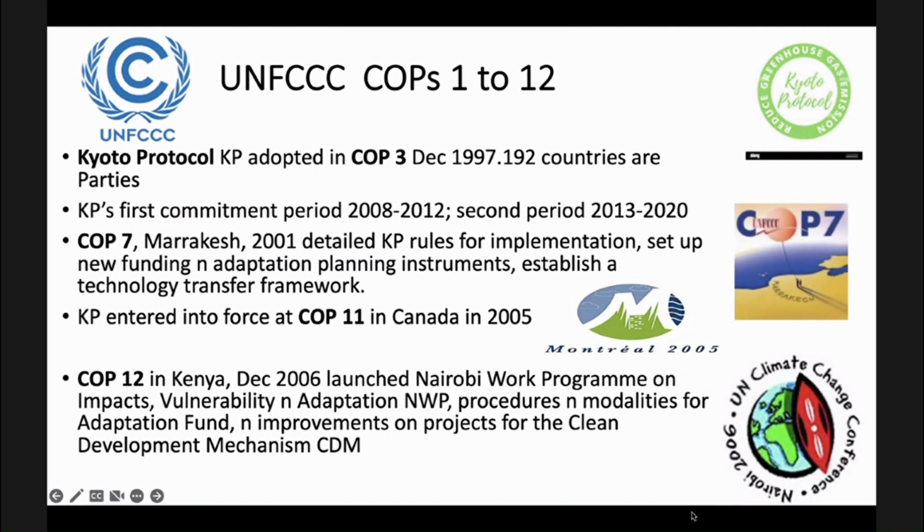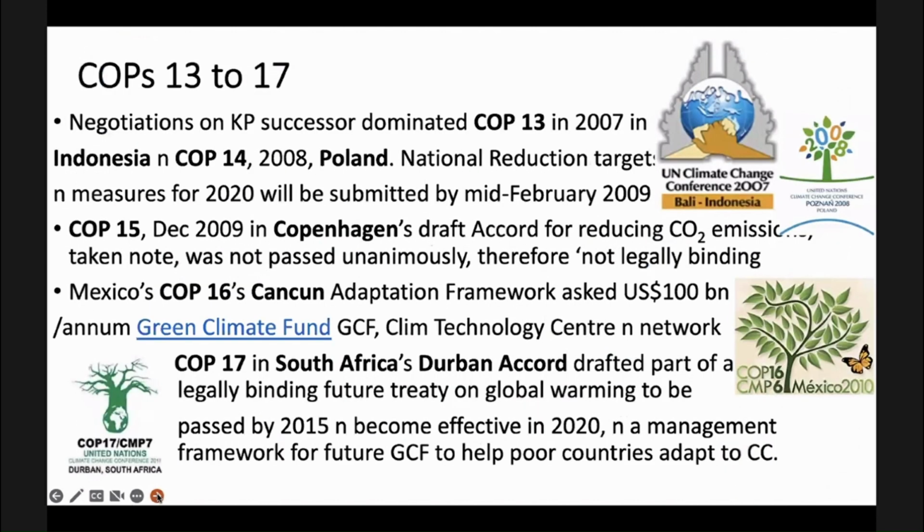KP entered into force in 2005 at COP11, and COP12 in Kenya launched the Nairobi Work Program on impacts, vulnerability, and adaptation, as well as identified improvements in projects for the clean development mechanism. Next slide.